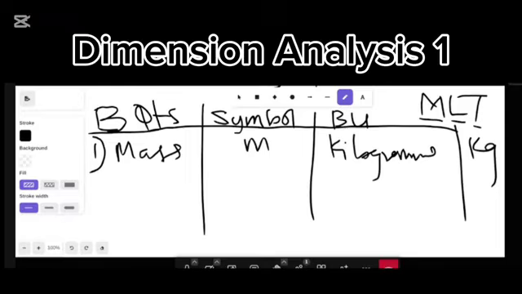Then MLT, the second is length. This is the symbol for length. The dimension is capital L. For dimension, we work with capital letters. So the dimension for mass is capital letter M, the dimension for length, we shall get to that, is capital letter L, and for time, capital letter T. So what is the base unit? It is meter.